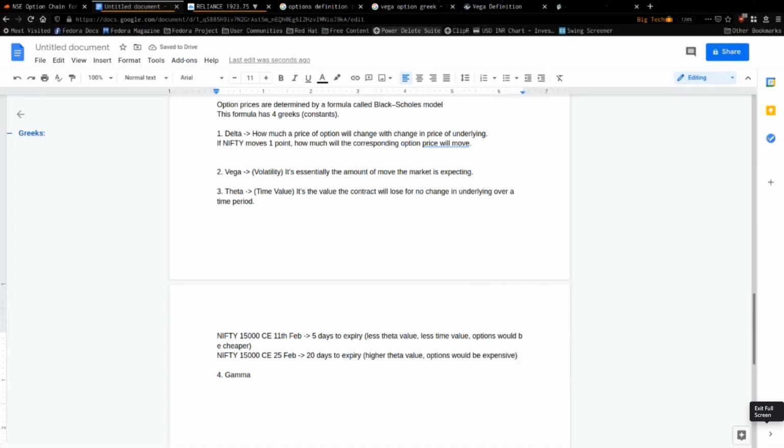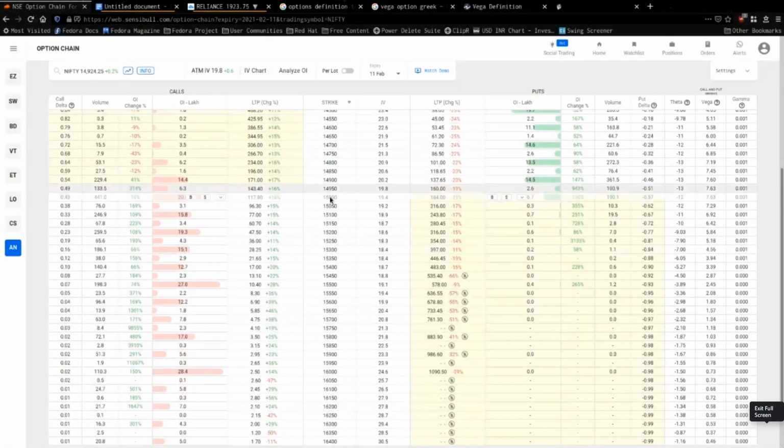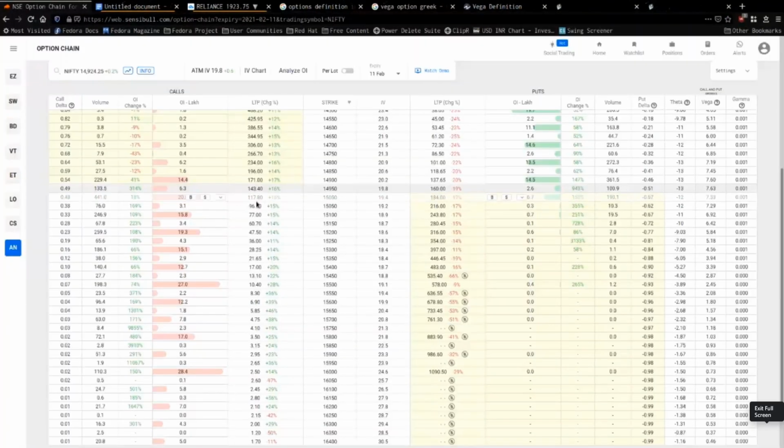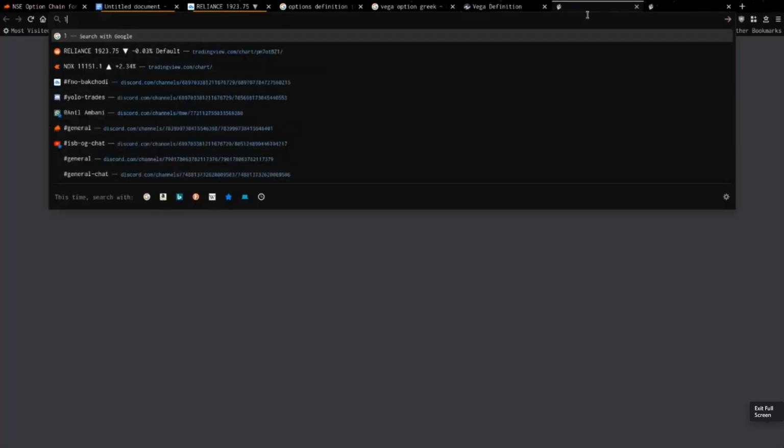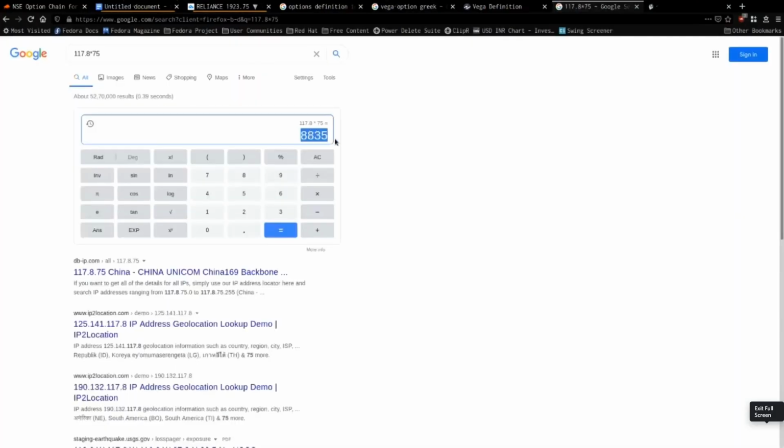Okay, now let's look at the options chain for the same thing. So this is 15,000 CE for 11th Feb, right? The current price is 143 rupees per unit. So if I convert that to a single lot, oh sorry, it's 117.8. So 117.8 into 75. That's the price of one lot of Nifty 15,000 CE, which is expiring on 11th Feb. Okay, so let's just write this down.